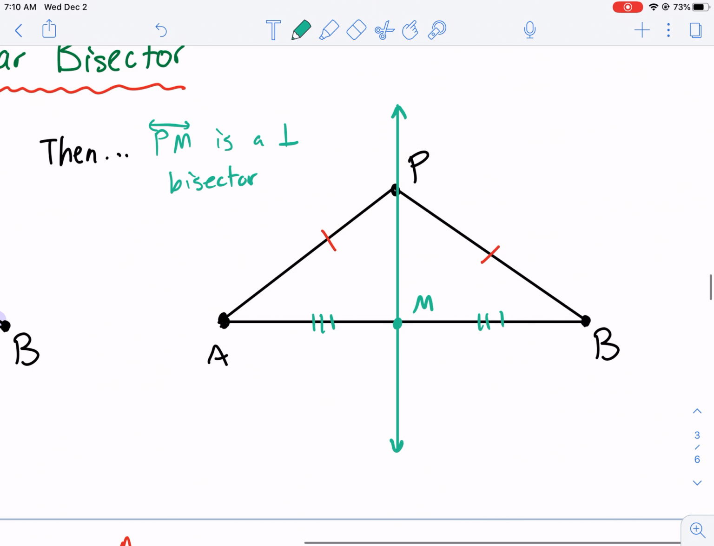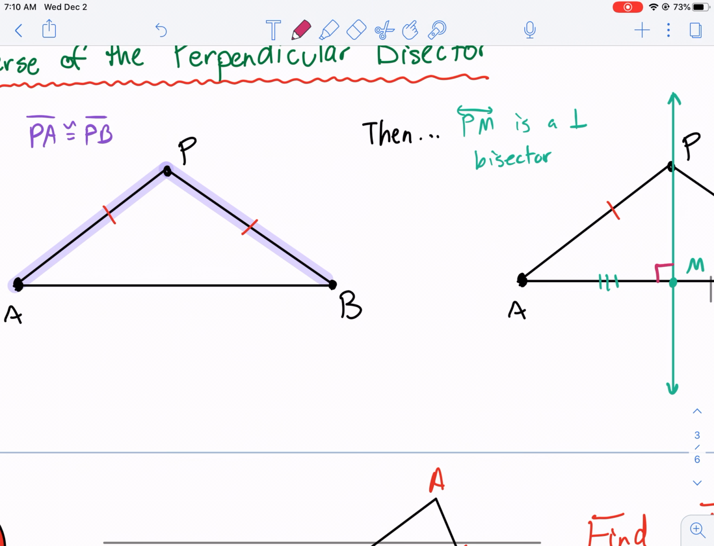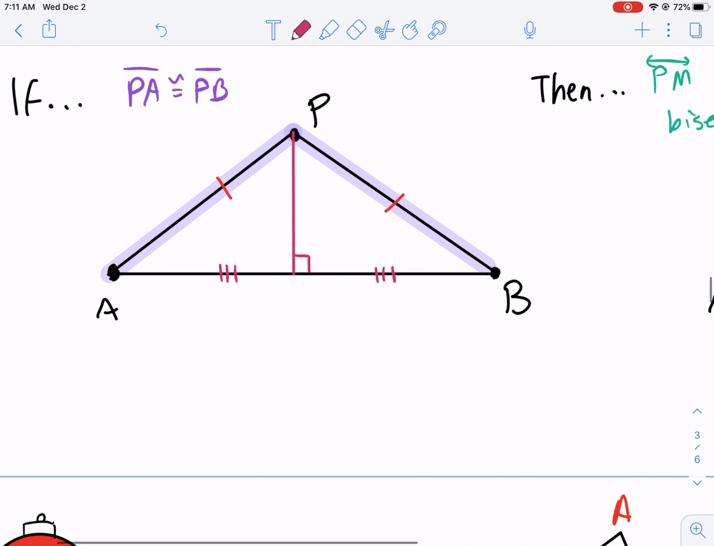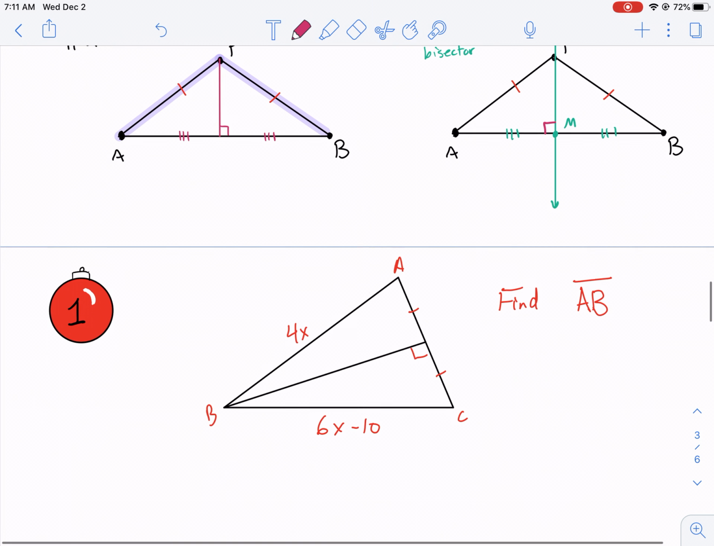Oh, I'm forgetting something. It's a perpendicular bisector. And to me, this one's more useful, because anytime we have an isosceles triangle, we can draw down a line. And if we draw a 90-degree angle there, then we know that these are also equal. So that's pretty cool. Put that one in your memory bank.